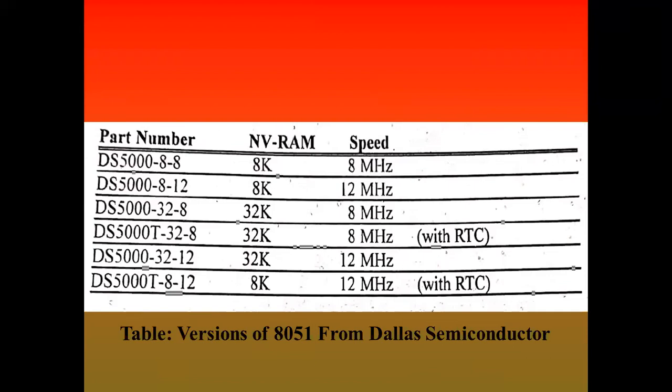Now in the second case, DS5812. The first 8 means NVRAM, it depicts 8K NVRAM, and 12 is the speed, 12 megahertz, and so on. So DS5000T 32K without real time clock, and with real time clock version is also possible. So 32K 12 megahertz, and 8K and 12 megahertz, and so on. These all are the various versions.